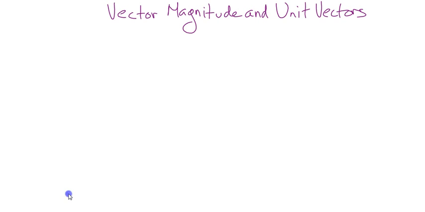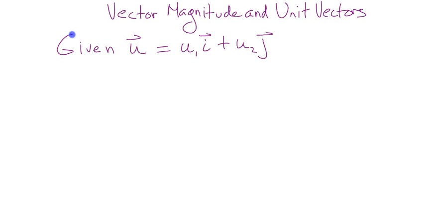Given vector u, because we always use u for some reason, which is equal to u1i plus u2j. U2 can do vectors. Well, I don't know if U2 can do vectors. Well, maybe. I mean, I don't know how far they got in school.